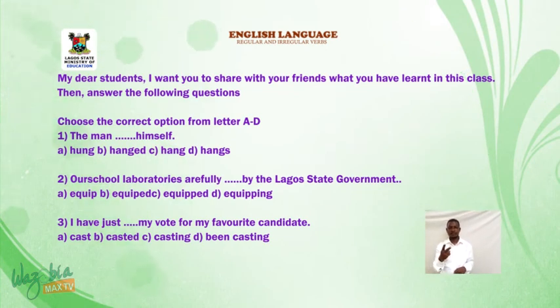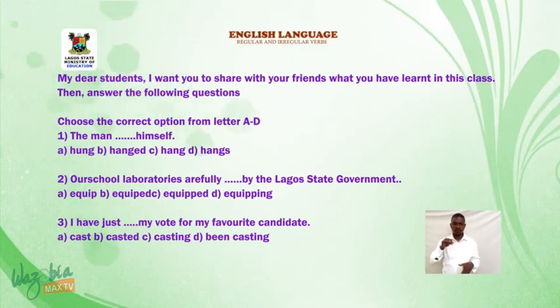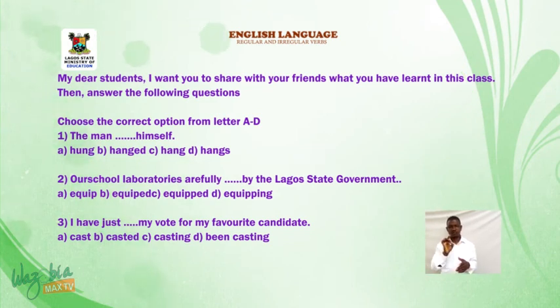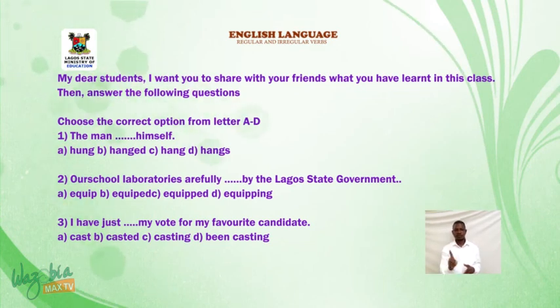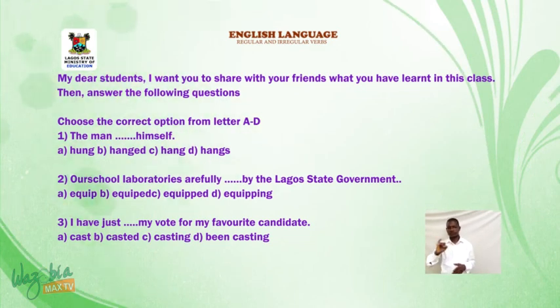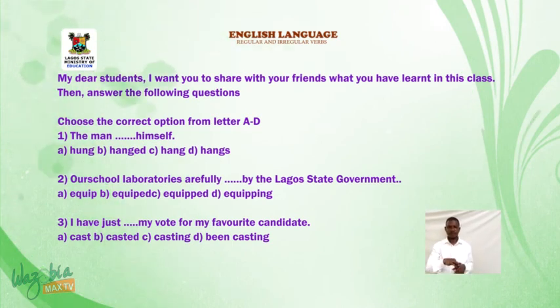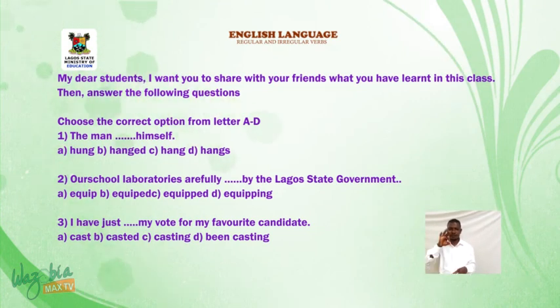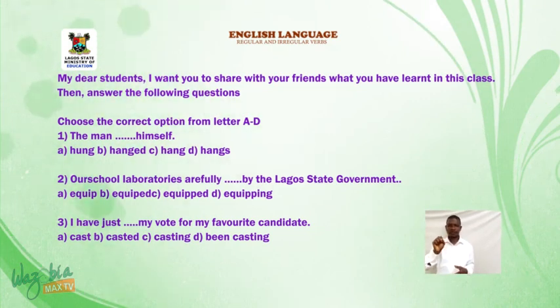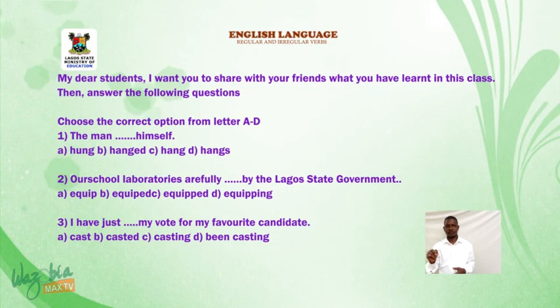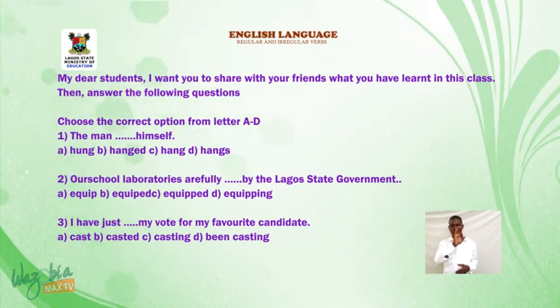2. Our school laboratories are fully dashed by the Lagos State Government. A. Equip. B. Equipped. C. Equipped. D. Equipping. 3. I have just dashed my vote for my favorite candidates. A. Cast. B. Casted. C. Casting. D. Been casting. Thank you.